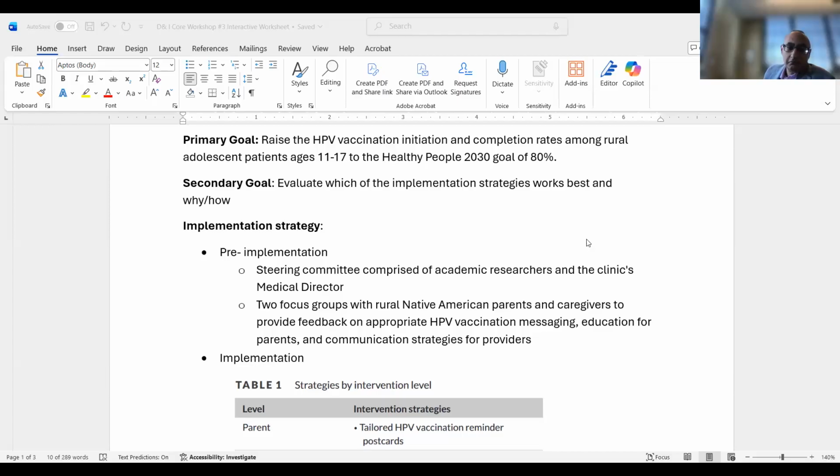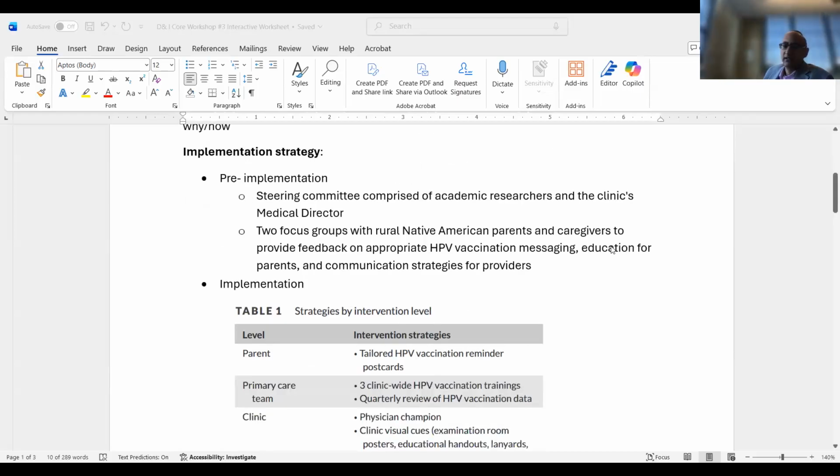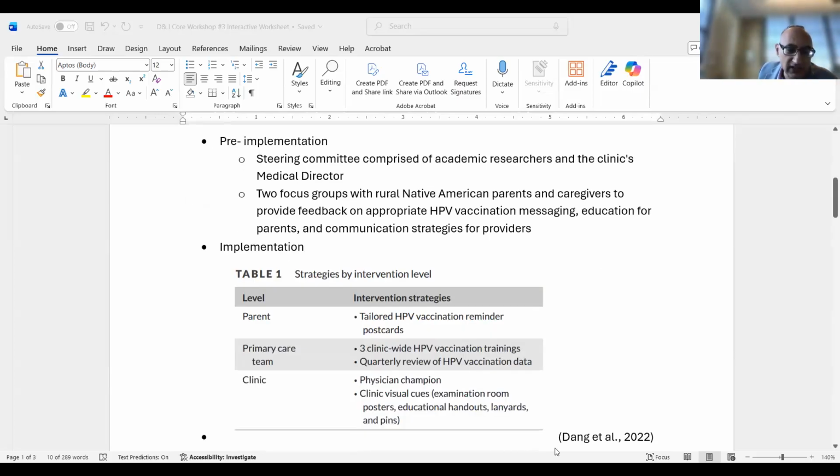Other ways? Anyone have any thoughts? I had a crazy idea, which is that maybe you randomize at the practice level for the practice level intervention, right? So for the primary care team in the clinic, that's all done at the practice level, but maybe within each practice, some parents are randomized to get the postcard and some are not. And maybe that could tease apart the effect of the postcard separate from the other things.